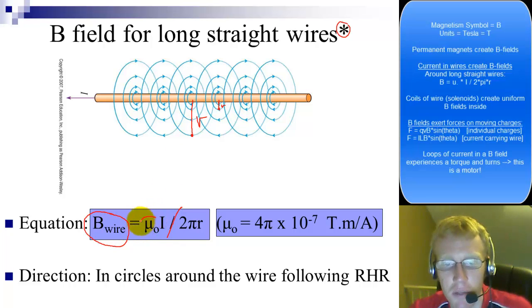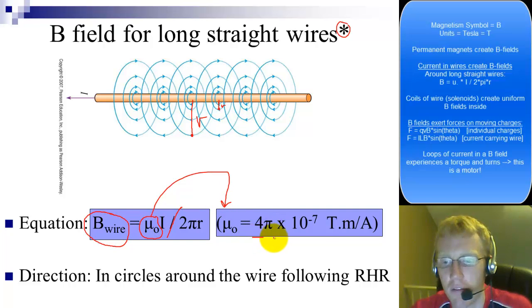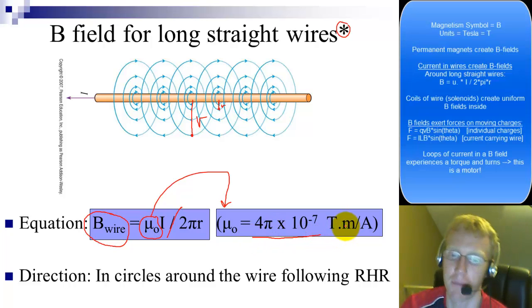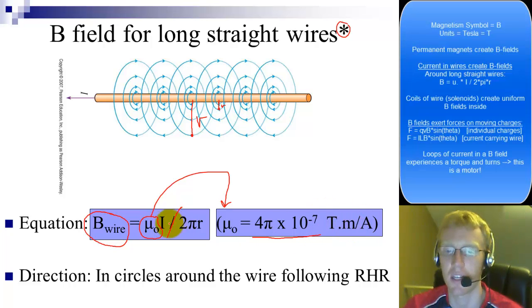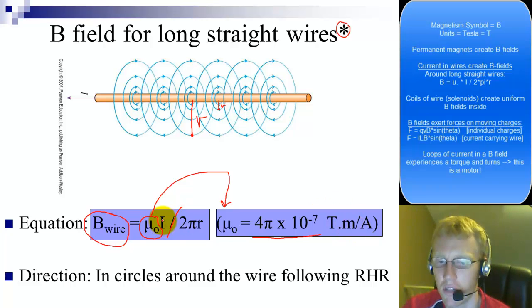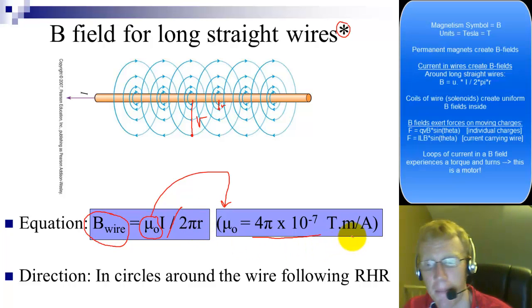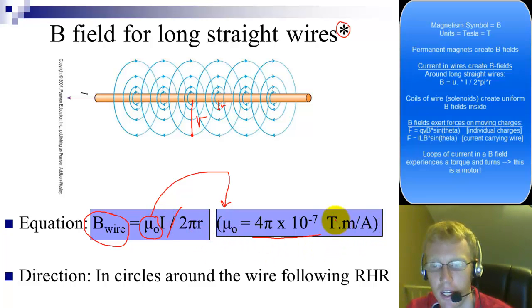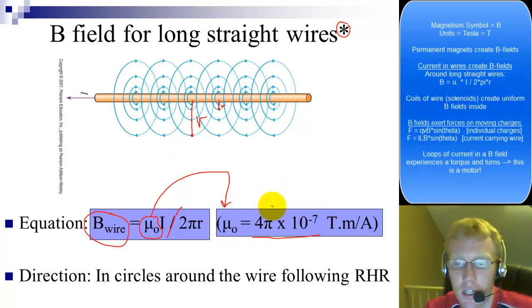This constant, mu naught, is a constant of nature, and its value is given by 4 pi times 10 to the negative 7th Tesla meters per amp. So the units work out nicely because you've got amps in the numerator here from the current, and amps in the denominator here that will cancel out. You've got meters in the denominator because of this radius, and meters in the numerator that will cancel out. So meters and amps will cancel with this r and this I, leaving you with Teslas, which is the proper unit for magnetic field.